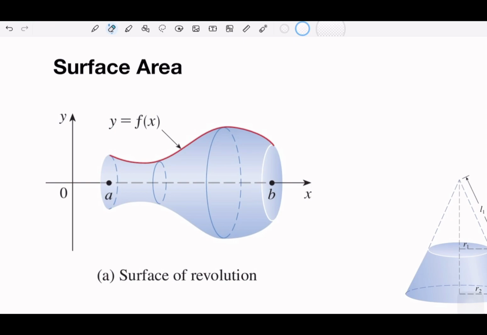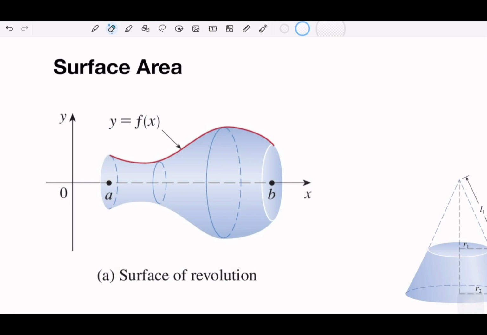So here, what does the surface mean? Let's say this is the function of x, and then we rotate, like you did in the volume, right? So we rotate, but we want to know the surface area of this. Okay? So the whole area that is covering this shape. Now how to find that? The first thing we need to observe is what kind of shape this has.